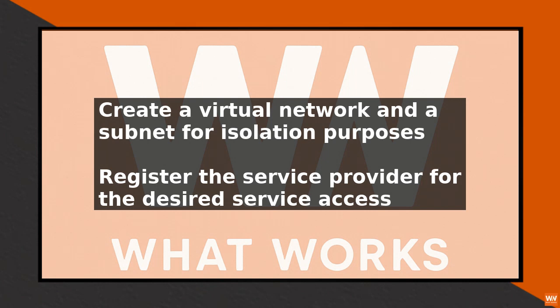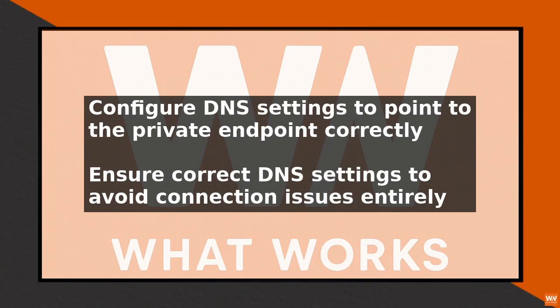Then, create the private endpoint, specifying the virtual network and subnet you created earlier. Once the private endpoint is created, configure the DNS settings to point to the private endpoint. This will allow you to access the service using a private IP address. It is essential to ensure that the DNS settings are configured correctly to avoid any connection issues.